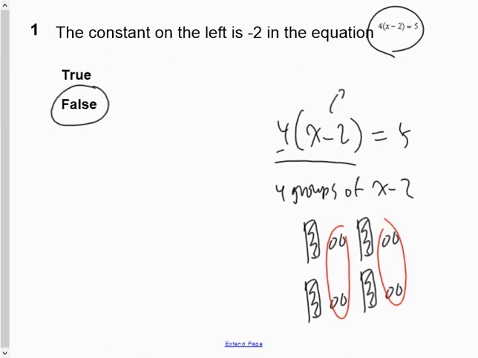Now, another way we could have seen that is because this is the multiplication, I could have actually expanded it using distributive property to see that 4 groups of x minus 2 is 4x minus 8. And since this is the same, I can now clearly see that the constant in this equation is minus 8. So the constant, when I expand it, is clear that it's minus 8.